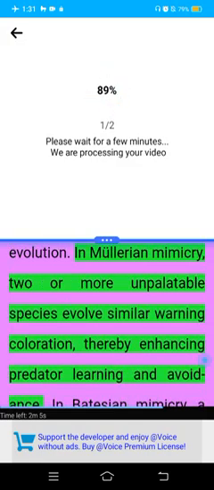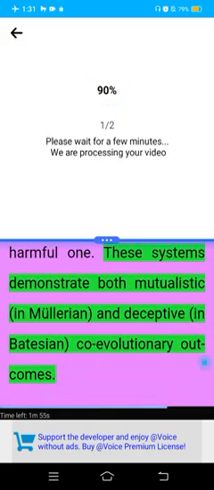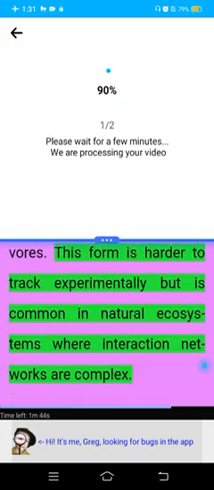In Müllerian mimicry, two or more unpalatable species evolve similar warning coloration, thereby enhancing predator learning and avoidance. In Batesian mimicry, a harmless species evolves to mimic the warning signals of a harmful one. These systems demonstrate both mutualistic, in Müllerian, and deceptive, in Batesian, coevolutionary outcomes. In diffuse coevolution, reciprocal selective pressures involve multiple species, such as a group of flowering plants and a suite of pollinators or herbivores. This form is harder to track experimentally but is common in natural ecosystems where interaction networks are complex.